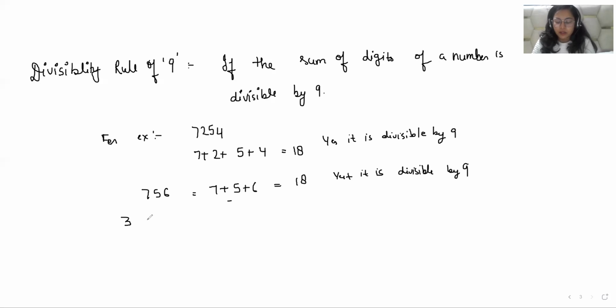Suppose they give you a number, 3,242. Sum all the digits. 3 plus 2 is 5. 5 plus 4 is 9. 9 plus 2 is 11. No, it is not divisible by 9. It's not divisible by 9.